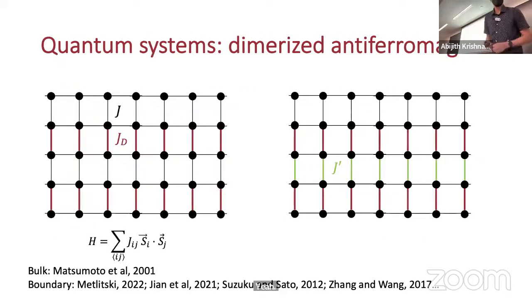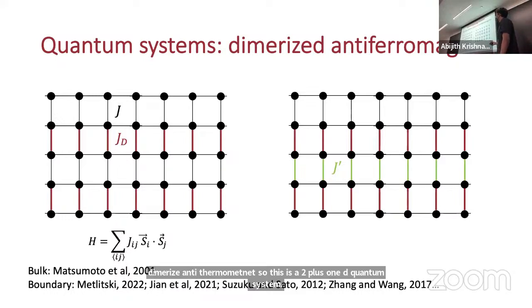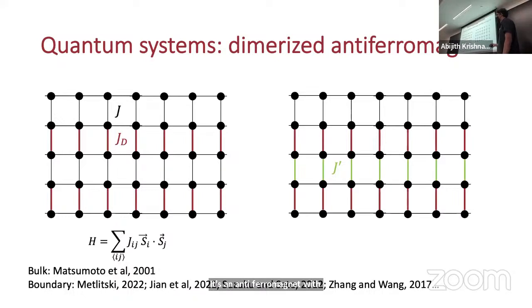All right. So now in the last 10 or so minutes, I'll talk about the different quantum systems that can realize the universality classes that I've discussed, in particular the extraordinary log universality class. So the first quantum system that I will discuss is the dimerized antiferromagnet. This is a 2+1D quantum system. It's an antiferromagnet with nearest neighbor couplings Jij, and now our spins are quantum spins. And we'll take the couplings along the black bonds to be J and along the red bonds to be JD.